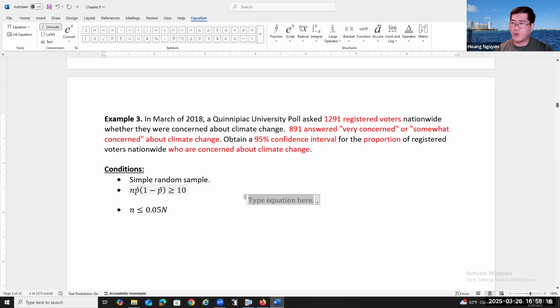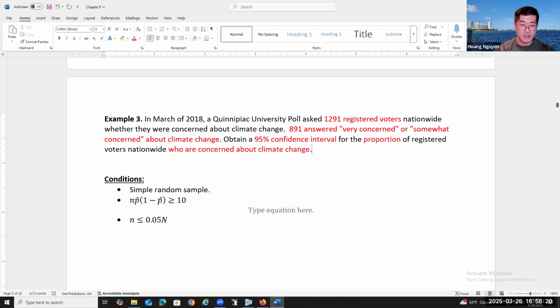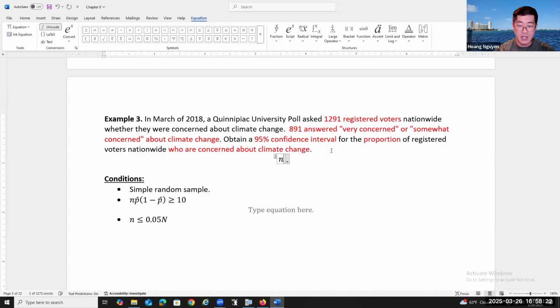So the sample size, do we know the sample size? Yes, we know the sample size, right? So how do we know the sample size? Let's summarize the question. The sample size n is equal to 1,291, and we have x equal to 891, which is the number of individuals that have some specific condition, right? And then the confidence level the question gives us is 95%. Okay, so that's how I summarize the question.